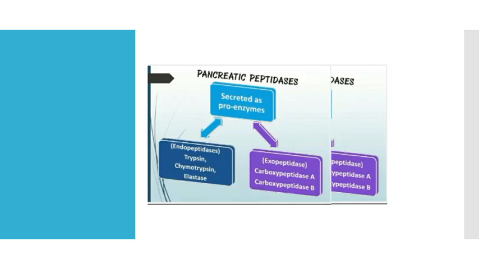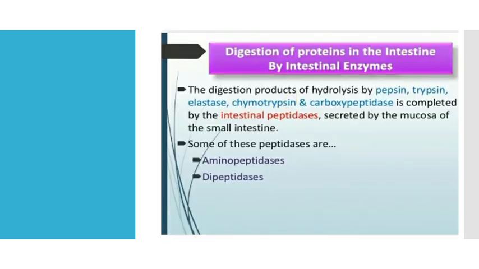What is the special feature of pancreatic peptidases? They are secreted as proenzymes, both endopeptidases and exopeptidases. Endopeptidases include trypsin, chymotrypsin, and elastase, and exopeptidases are carboxypeptidase A and carboxypeptidase B.